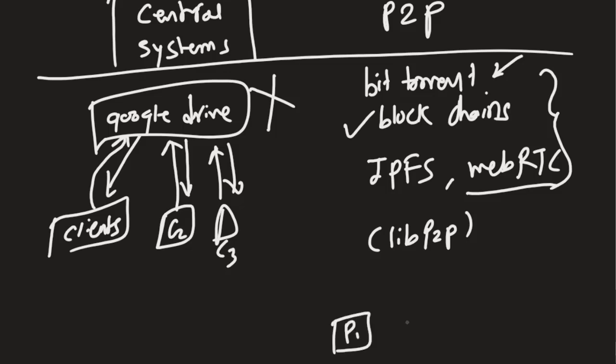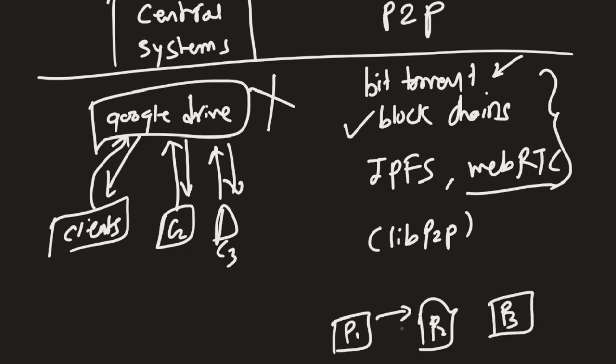So there is peer 1, peer 2, peer 3, and they can communicate directly. If P1 wants to connect to P2, they can directly connect with each other. Or let's say P1 wants to connect to P3, they can do the same thing. And you can notice that there is no central server. That is peer-to-peer networking or applications.